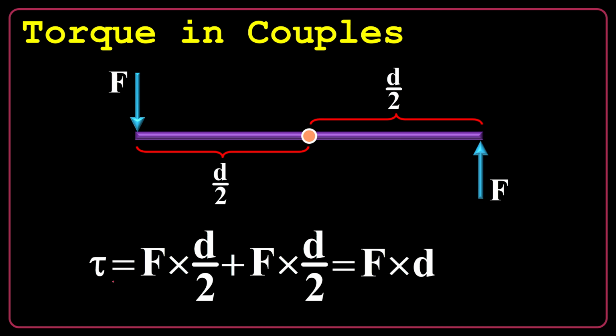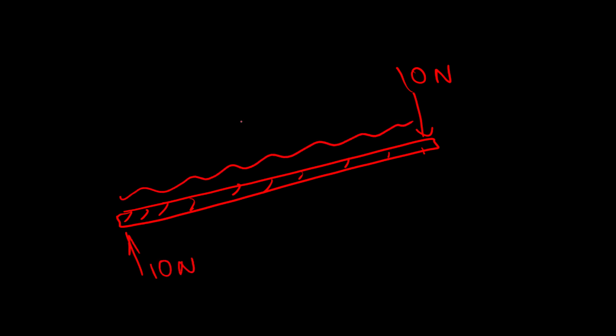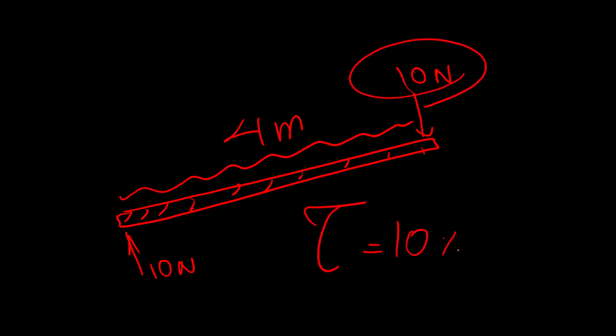To find the total net torque due to a couple, we take one of the forces multiplied by the separation. That's all. So, for example, let's say the wrench is like this. We have a 10 Newton force, another 10 Newton force, separated by a distance of 4 meters. Here the torque is one of the forces, 10, times the separation, 4, done.